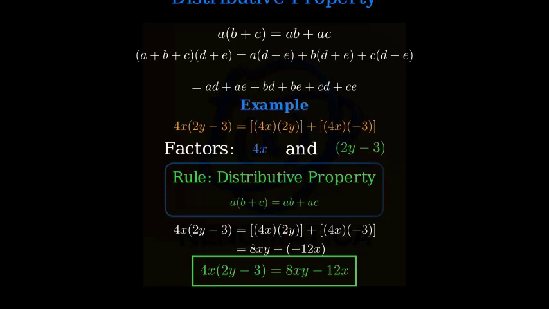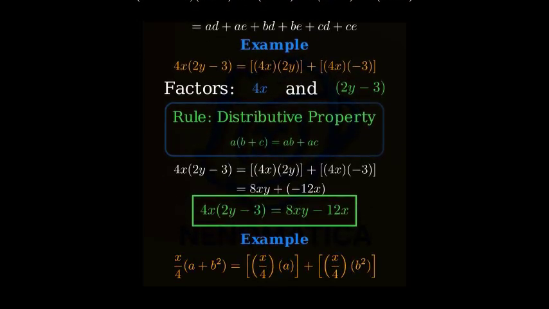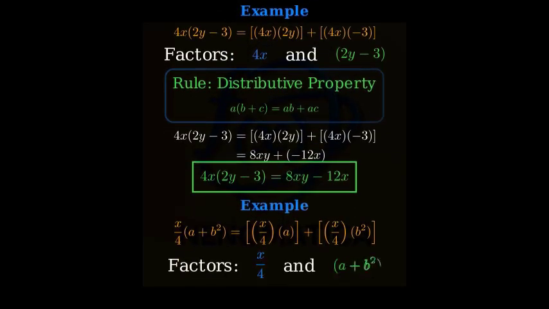Let's see another example from our material. In this example, we have x over 4 multiplied by the expression a plus b squared. We'll apply the distributive property again, but this time our first factor is a fraction. Let's apply the distributive property.